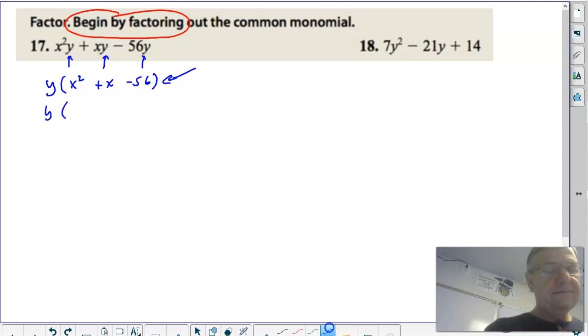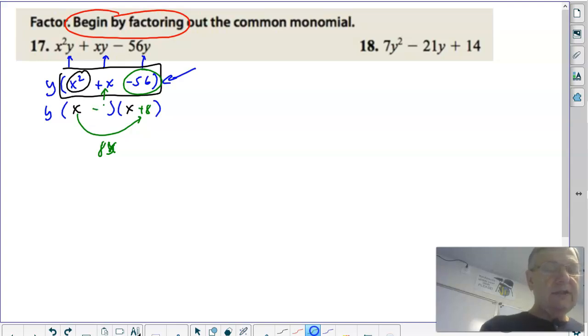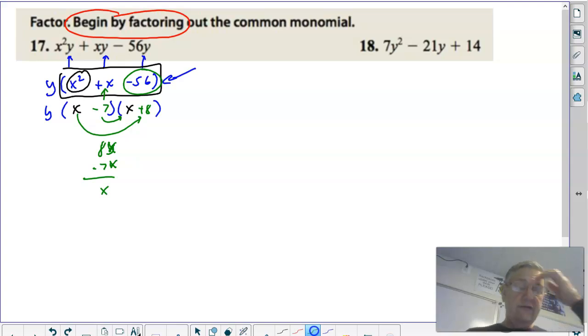Okay, next, 2 parentheses. Now remember, I'm factoring this right now. So, front term, x and x. Back, 56. 7 and 8 is 56, and that gives me a difference of 1. I need my 8 to be positive. I always look at my outers first. That's a positive 8x. And my inners would be a negative 7x. And sure enough, that gives me a positive x, and that's the correct middle. There's the factoring. y times the quantity x minus 7 times the quantity x plus 8.